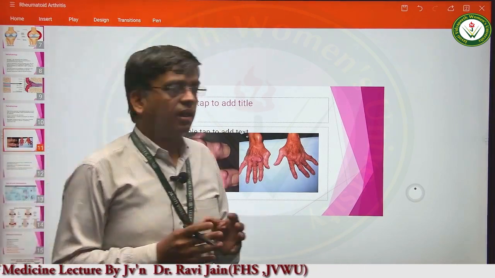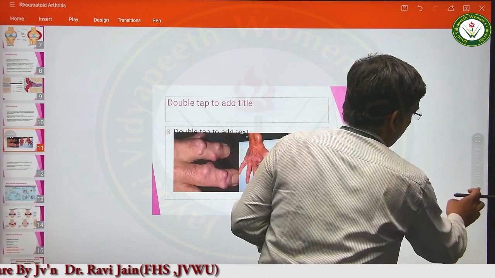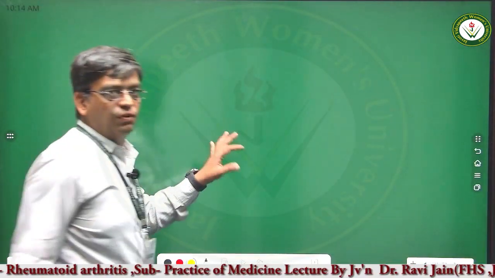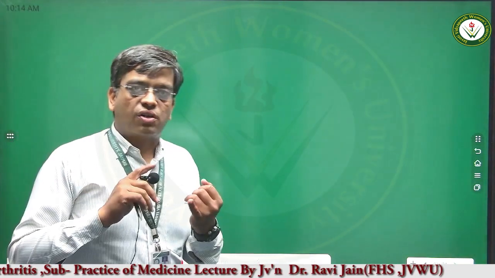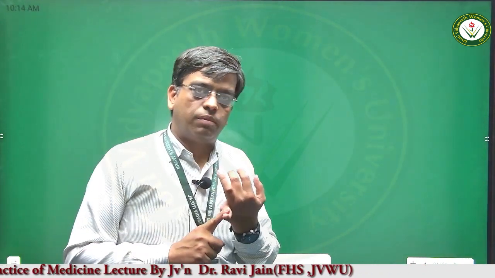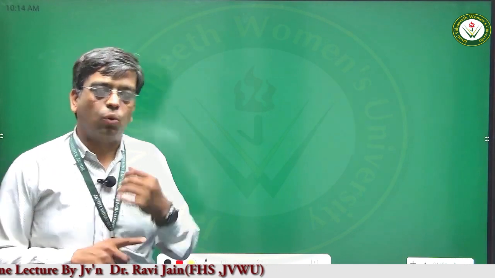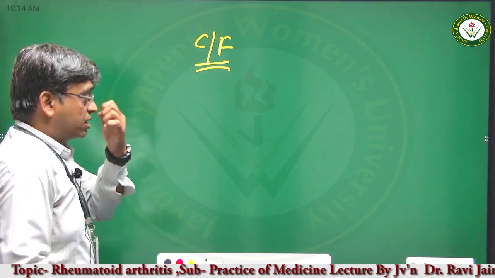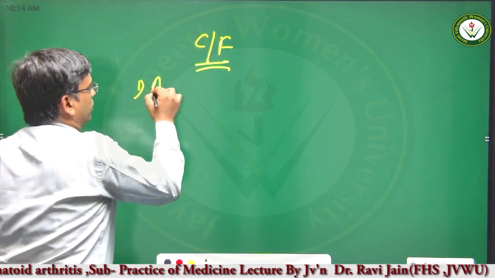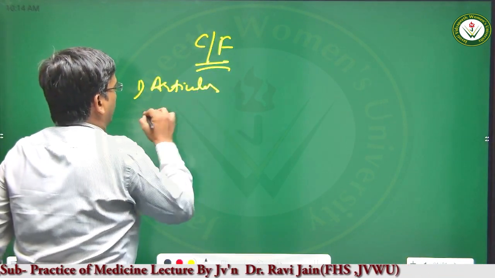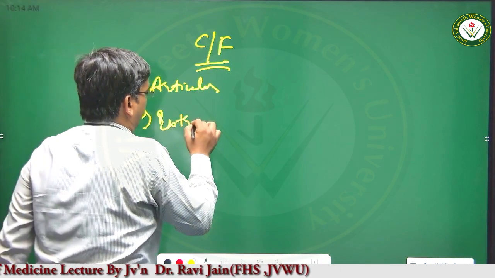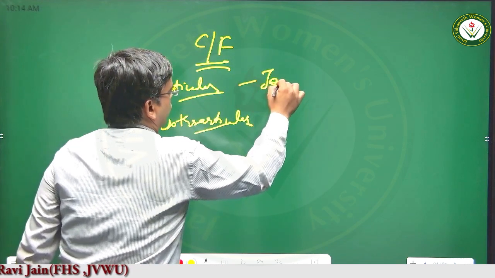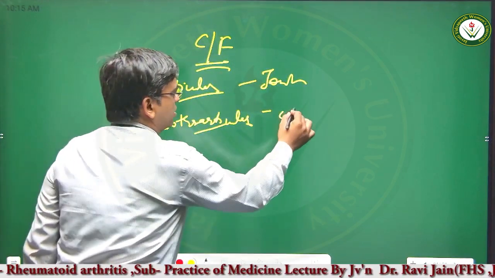Now let us discuss the clinical features of rheumatoid arthritis. This was the pathophysiology, when there is destruction of the cartilage, destruction of the joint, and destruction of the bone. Now, what are the clinical features of rheumatoid arthritis? We have discussed, number one, there are both articular and second is extra-articular manifestation. Articular related to the joint and extra-articular related to the other systems of the body.